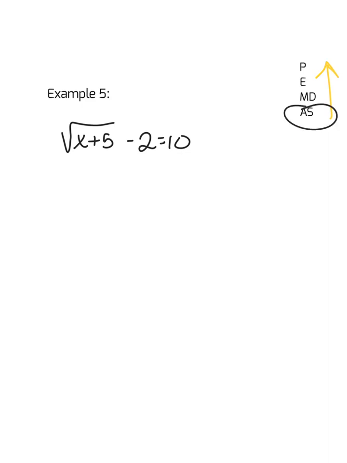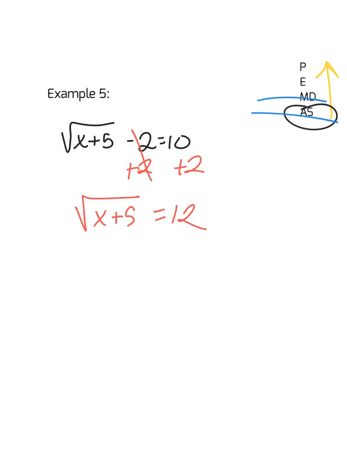I know that I need to move this -2 over first because that's what we start with. And so I am going to add 2 to cancel it out. I'm going to bring down my square root of x plus 5 and then equals 12. So now I know that I've done adding and subtracting. There's no multiplication and division in the problem. So I need my exponents.